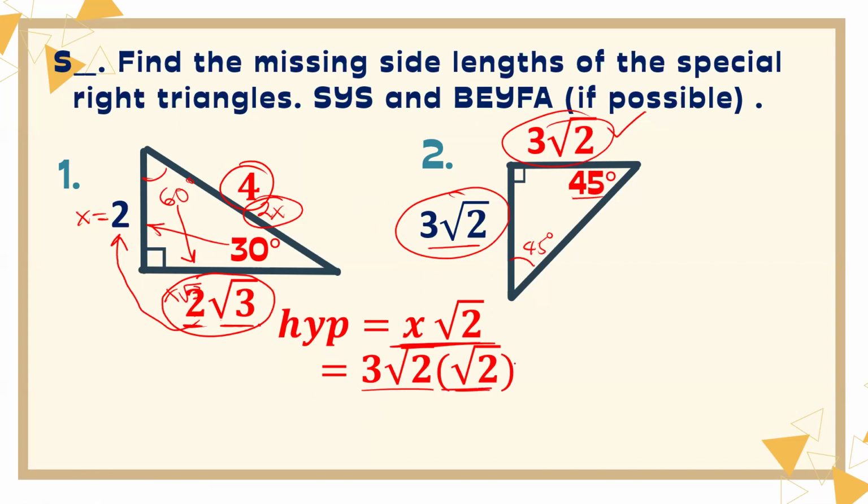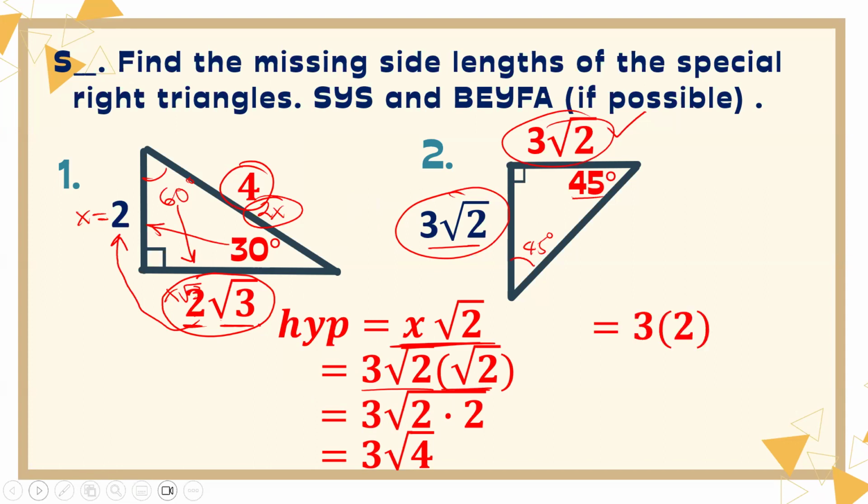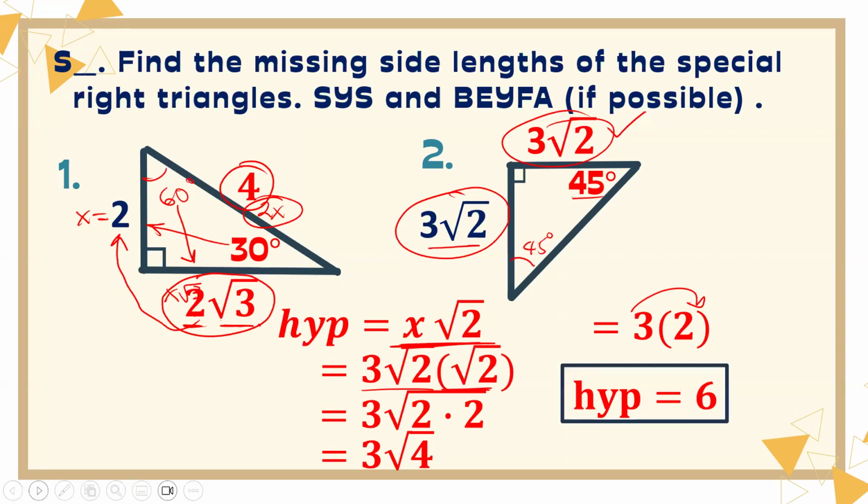Multiply that by square root of 2. So what is square root of 2 times square root of 2? Square root of 4, right? So that would be 3 square root of 4. What's square root of 4? Very good. That's 2. So what is now 3 times 2? Excellent, right? So the length of the hypotenuse is 6. Okay, so that's how we solve the length of the sides of the right triangle step by step. Is that clear? Okay, very good.